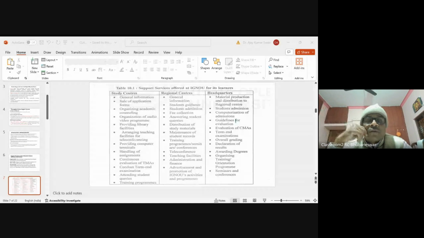Computerization of admission, guidelines for evaluation of continuous assessment, term end examination, overall grading, declaration of result, awarding of degree, organizing training, orientation programs, seminars and conferences. These are the different activities organized by the headquarter. The IGNOU headquarter is in Delhi. Headquarter does all these. Then different regional centers are working.